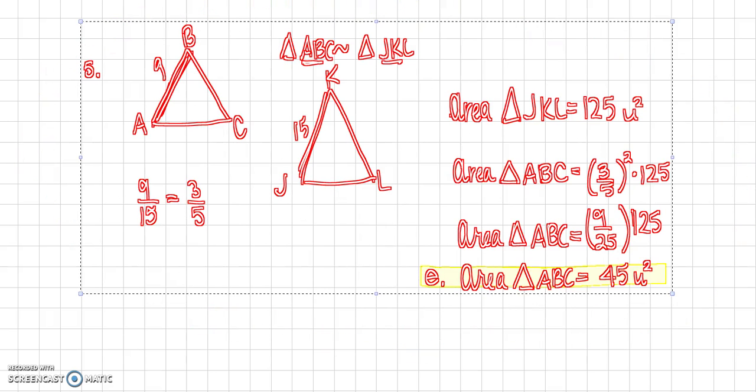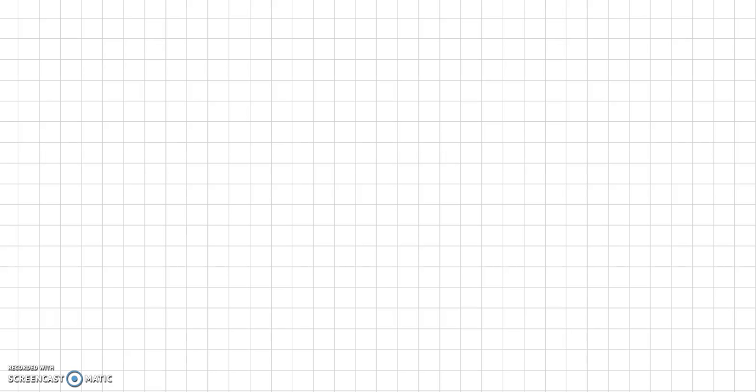Now, when you're talking about the perimeter of similar figures, you don't square the scale factor, you just use the scale factor as is. Number 6 says factor 9x squared minus 30x plus 25. My suggestion is for you to first see if this is a perfect square trinomial. The hint to me that it might possibly be is the fact that that middle term is even and that 9 and 25 are both squares.